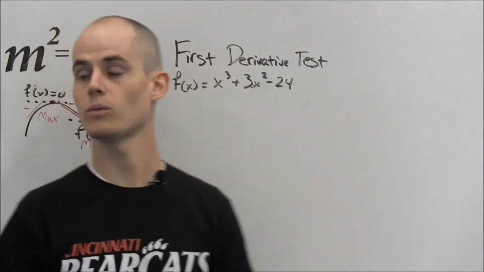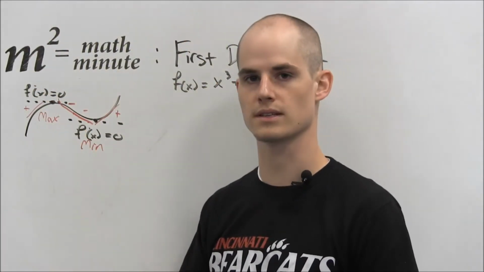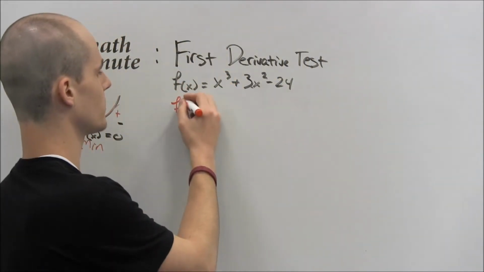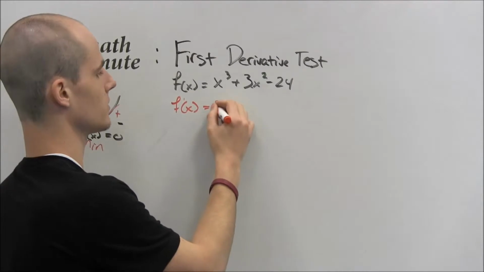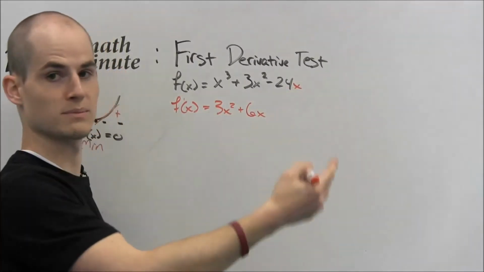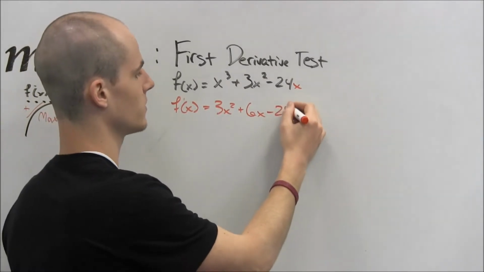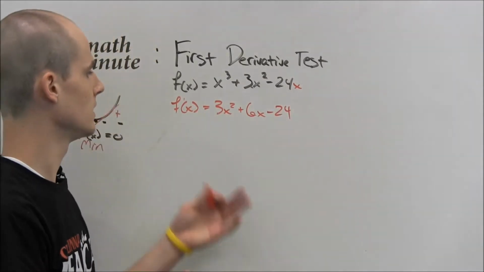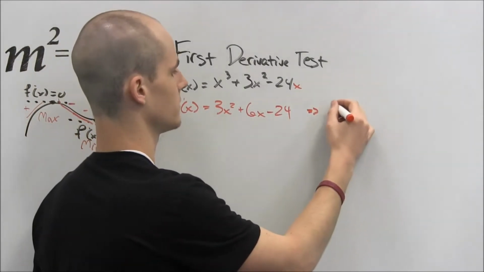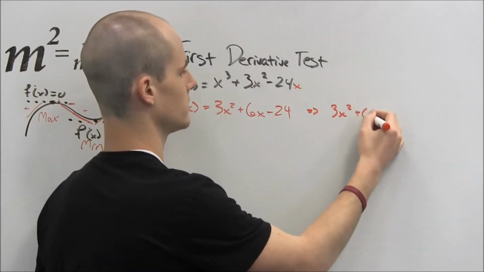As we know, we're trying to find out when the derivative equals 0. So the first thing we need to do is find the derivative. f prime of x equals 3x squared plus 6x. This is actually supposed to be minus 24x, so this will be minus 24. Now we want to find out when this equals 0, so let's solve this equation.